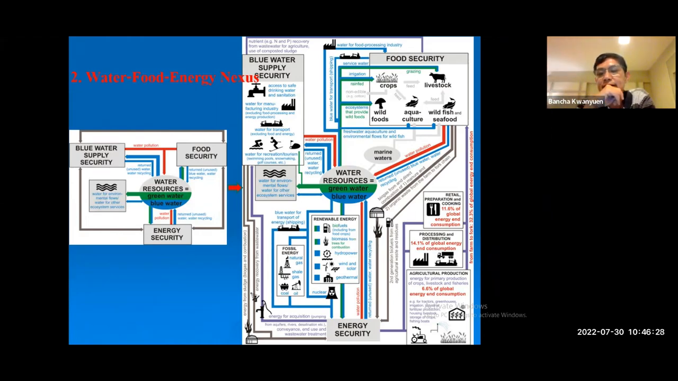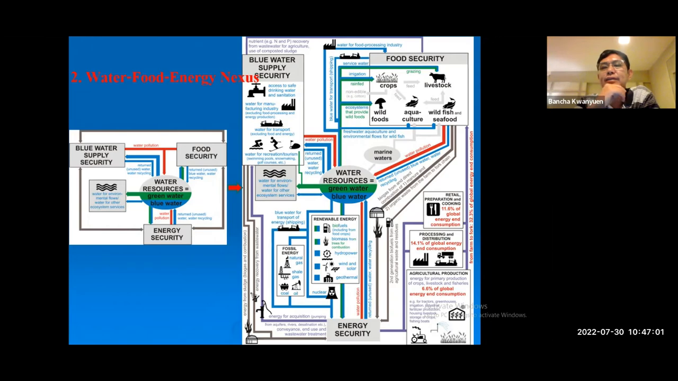And the other thing is you can have agricultural production. Of course, on this figure, it concludes that we consume about 6.6% of global energy for crop production, like, let's say, we use it for machines, also for water application, and also for livestock, virtually whatever, okay.